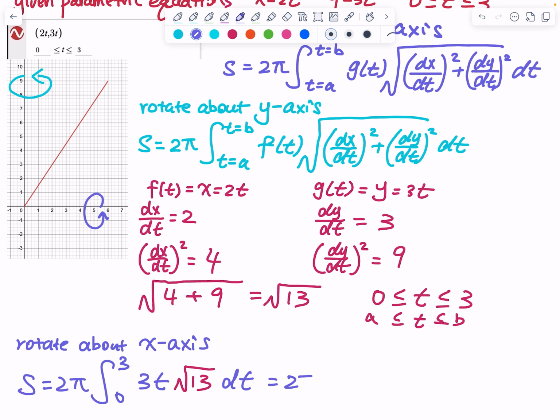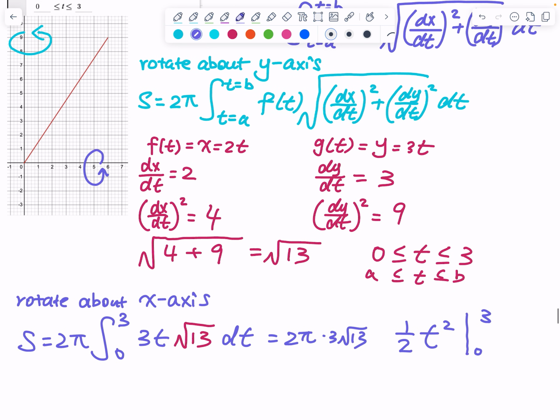I am happy because we only need to integrate the t, right? So the 2 pi stays outside, and then the 3 square root 13. No need to integrate any of this. And then what is the integral of t? Easy, power rule. You add 1 to the power, and then you have 1 over the new power, such that t goes from 0 to 3. The 2 and the 1/2 cancel, and then we have 3 root 13 pi, and then 3 squared minus 0 squared. 9 times 3 is 27 root 13 pi.